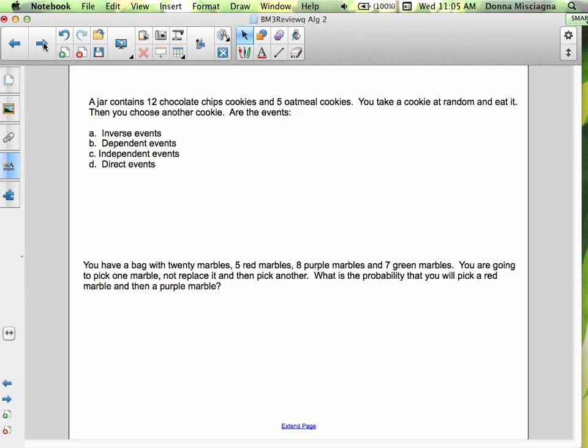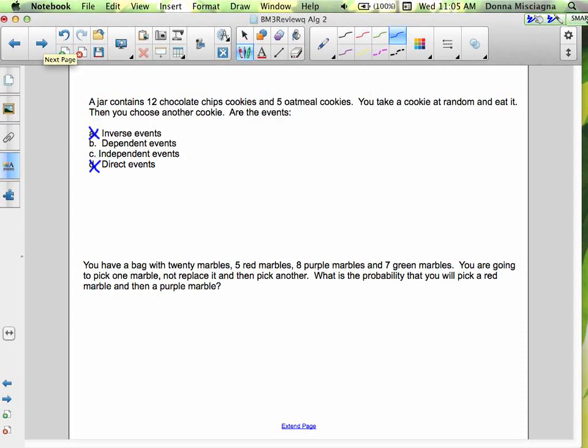A jar contains 12 chocolate chip cookies and 5 oatmeal cookies. You take a cookie at random and eat it. Then you choose another cookie. Are the events inverse events, dependent events, independent events, direct events? Well, probability has nothing to do with inverse events or direct events. Inverse events are things where one undoes the other. Direct events, one causes the other. That has nothing to do with probability.